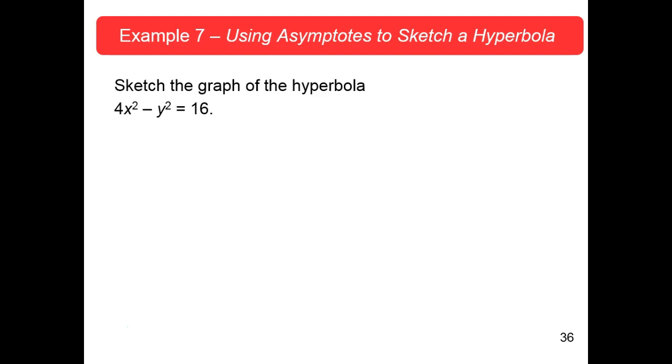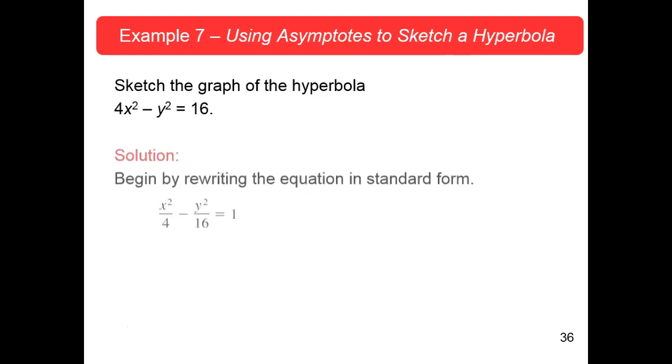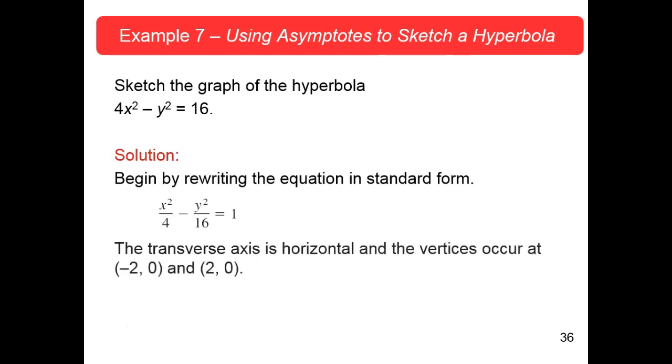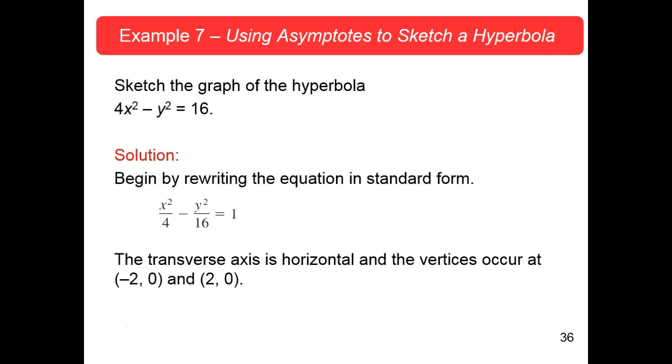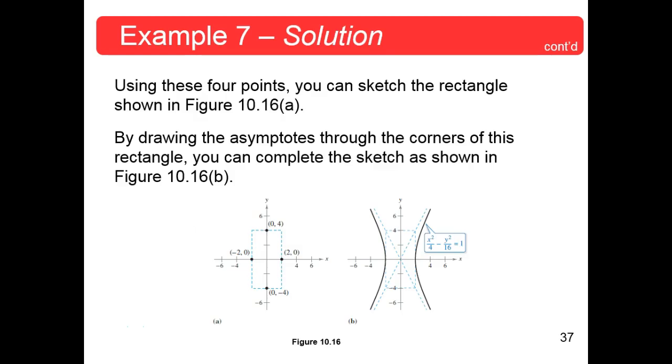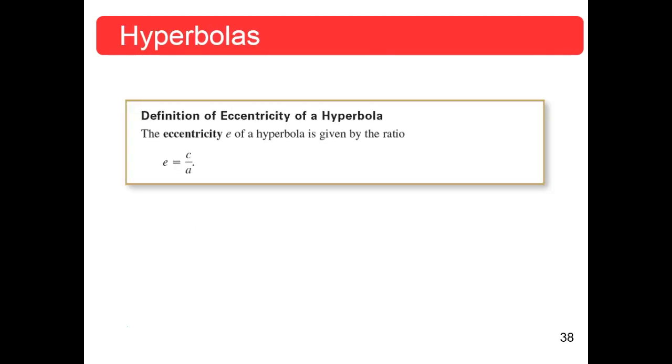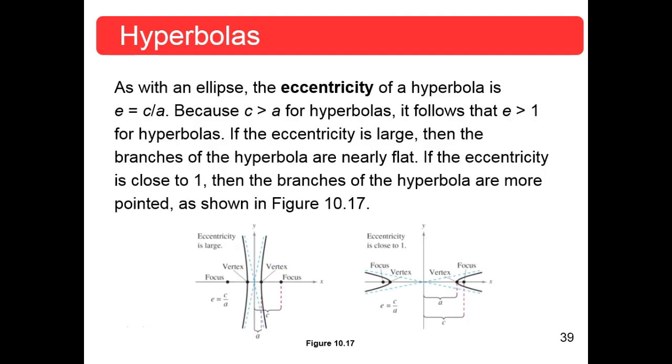How do you go about sketching? Guess what? Get it into standard form. And then you can pick up what your a and your b are, and calculate what c is. You're not going to be required to do the eccentricity of a hyperbola, just like it was for an ellipse, c over a.